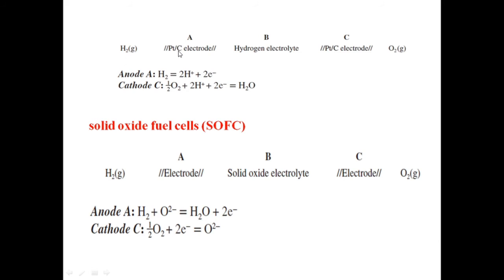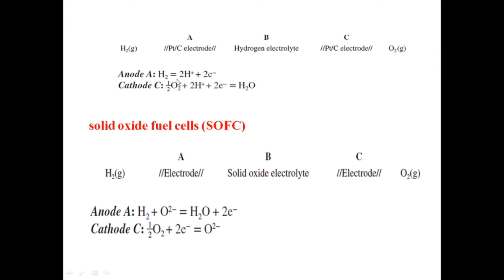H2 gas, platinum carbon electrode A, hydrogen electrode B, and this platinum carbon electrode with oxygen gas is the cathode. This hydrogen platinum electrode is the anode, and this is the electrolyte.